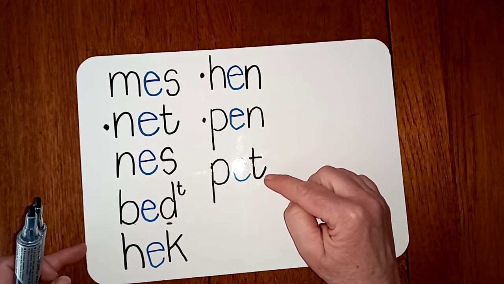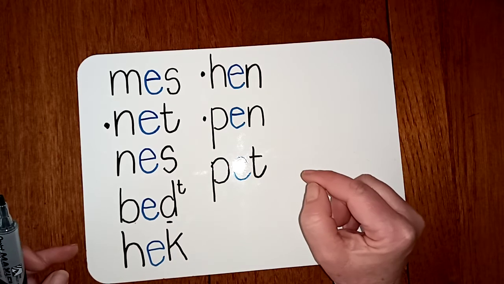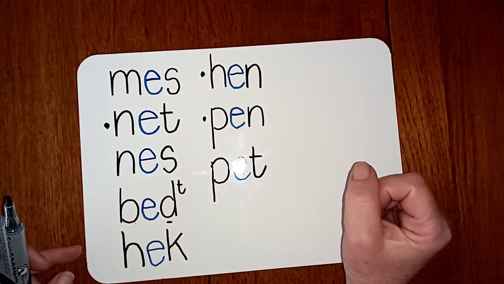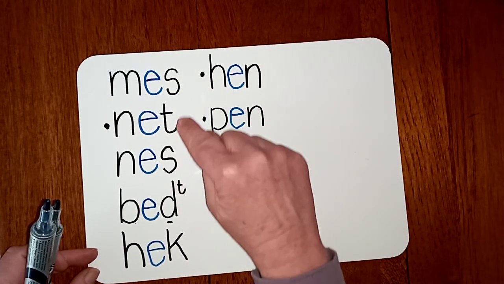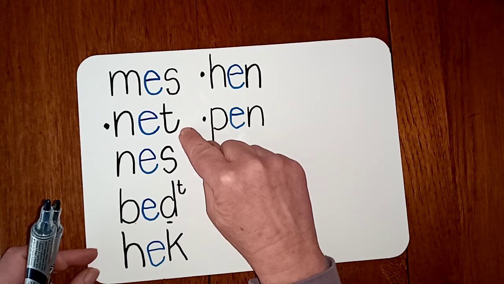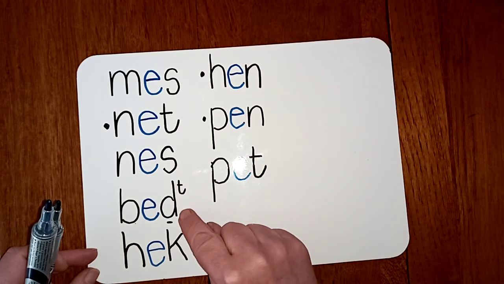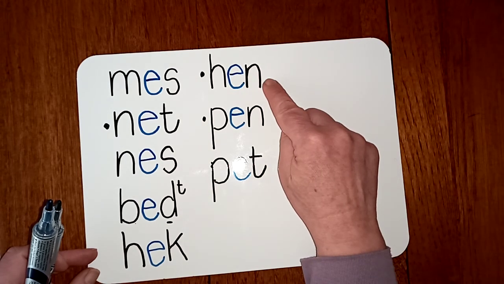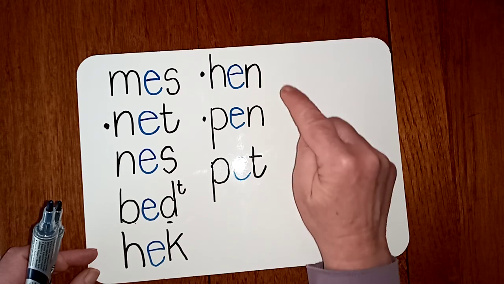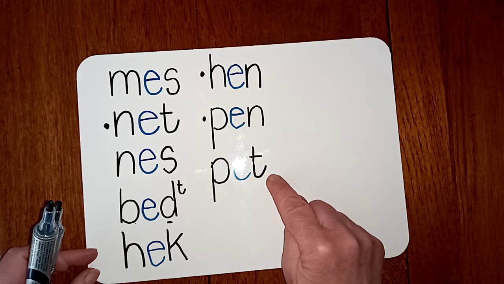So let's just quickly read them again together, and remember to say that E nicely. Pull your mouth open. E. Mes. Net. Nes. Bet. Hek. Hen. Pen. Pet.